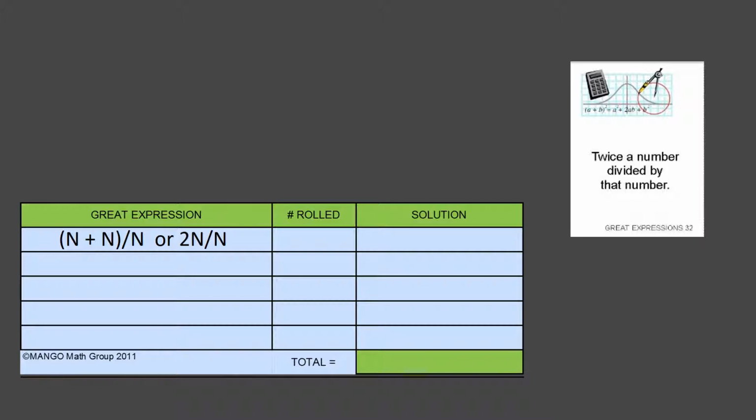and then divided by that number. So it's n plus n divided by n, or 2n divided by n. Either one of those is correct. And on the information sheet, there is an answer key to these two if kids were struggling with it.